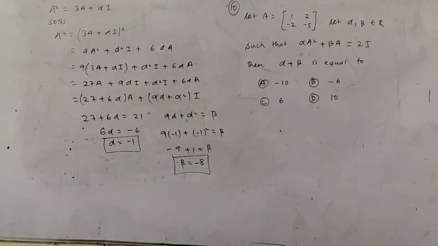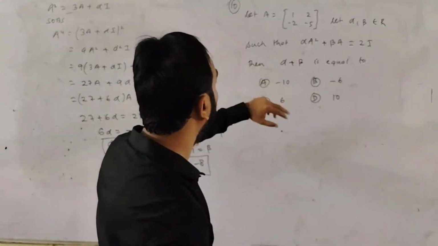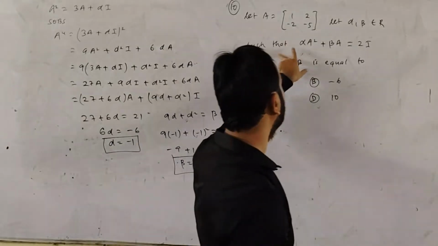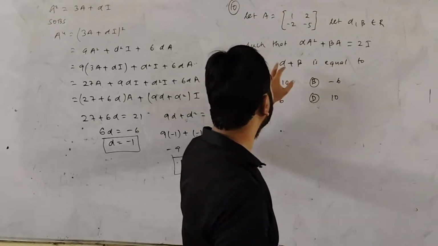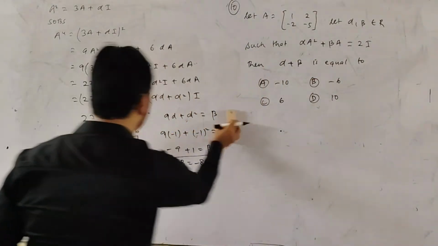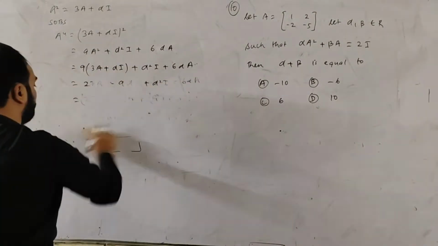1, 2, minus 2 and minus 5 is your matrix. Alpha beta belongs to R. And where is the alpha beta? Okay, so alpha A square plus beta A is equal to 2I. Then alpha plus beta is equal to. Basically, we have to find the value of alpha and beta. Just see how to find the alpha and beta value.